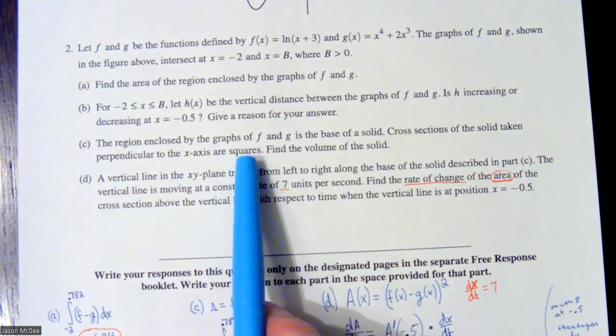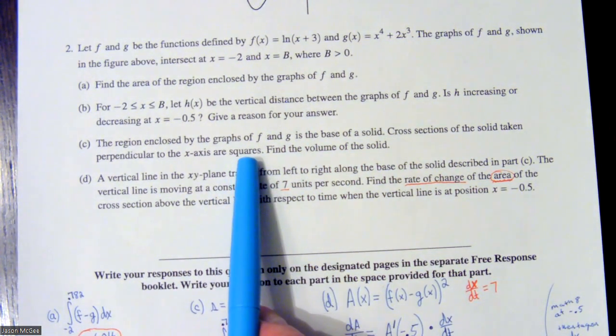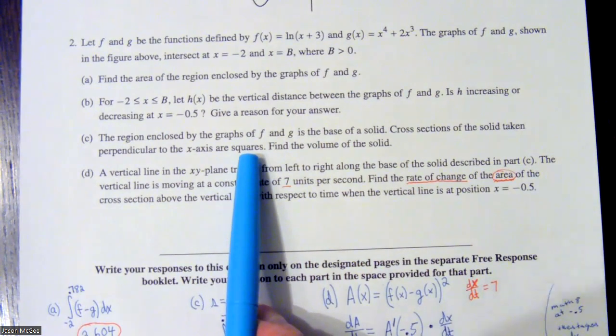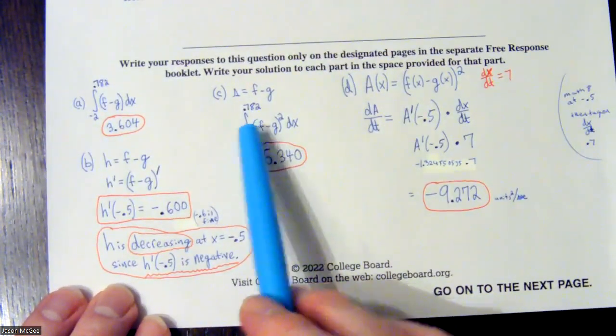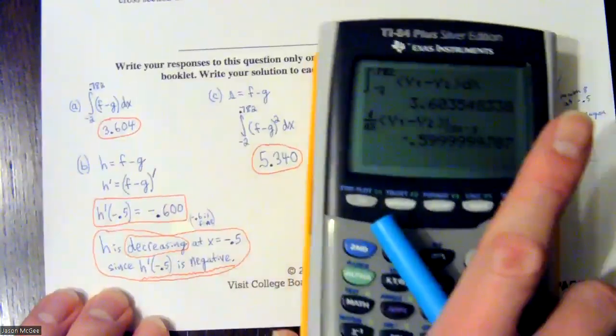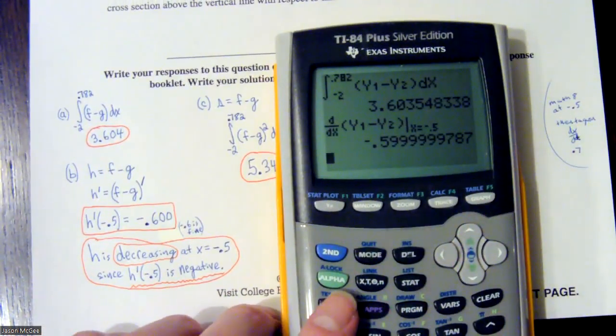And so since they tell us we got easy squares for the cross sections, you're going to integrate the area of a square, which is S squared. So you're going to integrate F minus G squared between that -2 and that 0.782 number. All right, so we could do that together real quick.